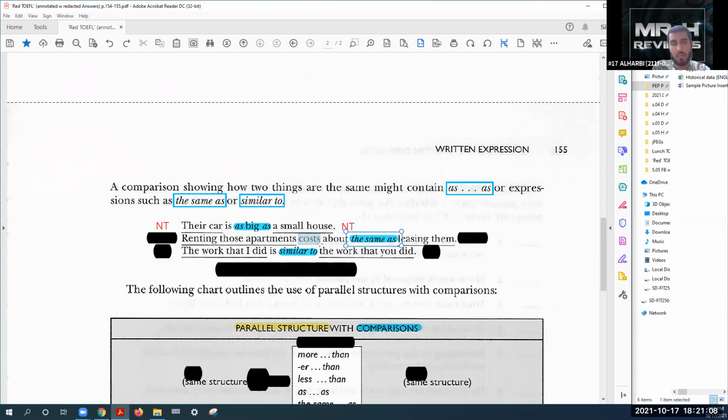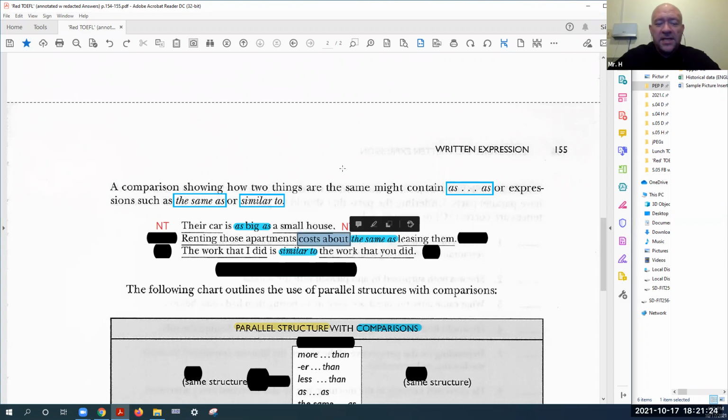Costs. I think it's a verb, but it's a state verb. It is a verb, yeah? Costs. And then about, in this case, it's an adverb. It's an adverb, okay? So what do we have on the left side? What is the structure on the left side?